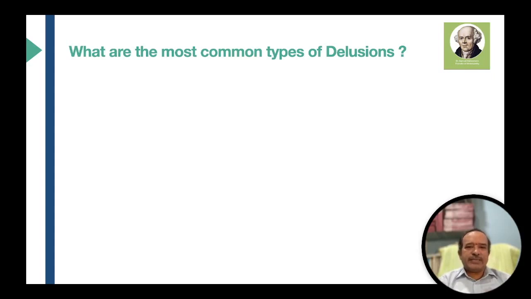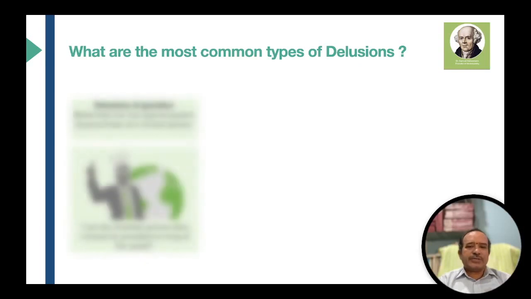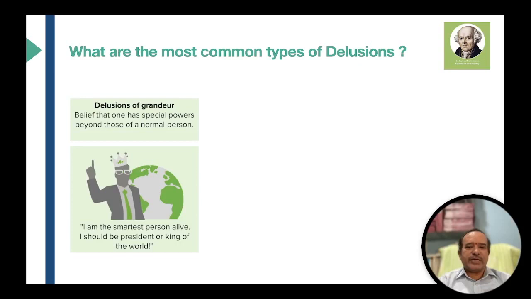When we take the case history, if at all we get the delusions rubric in the case history, we need to see in which type of delusion the patient comes. Okay, so first it is delusions of grandeur.